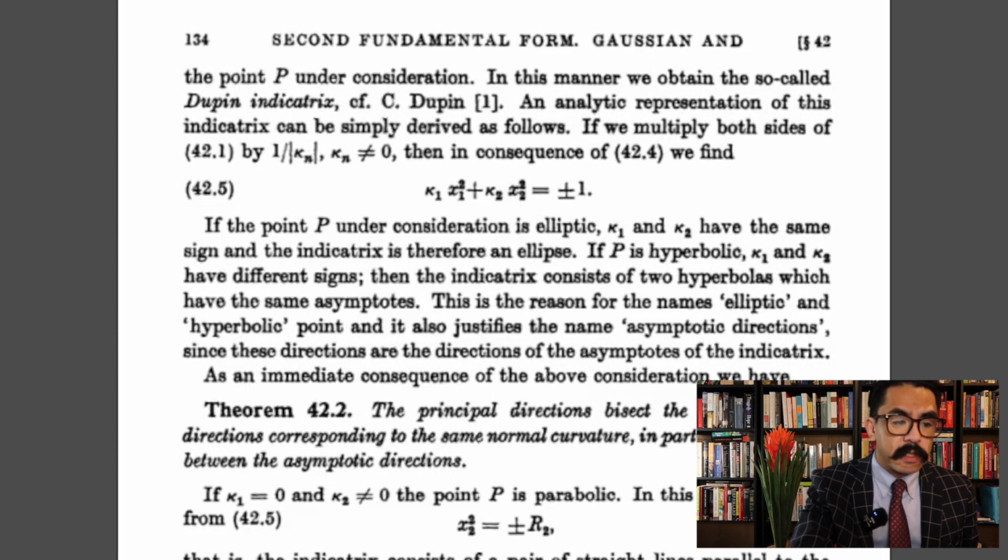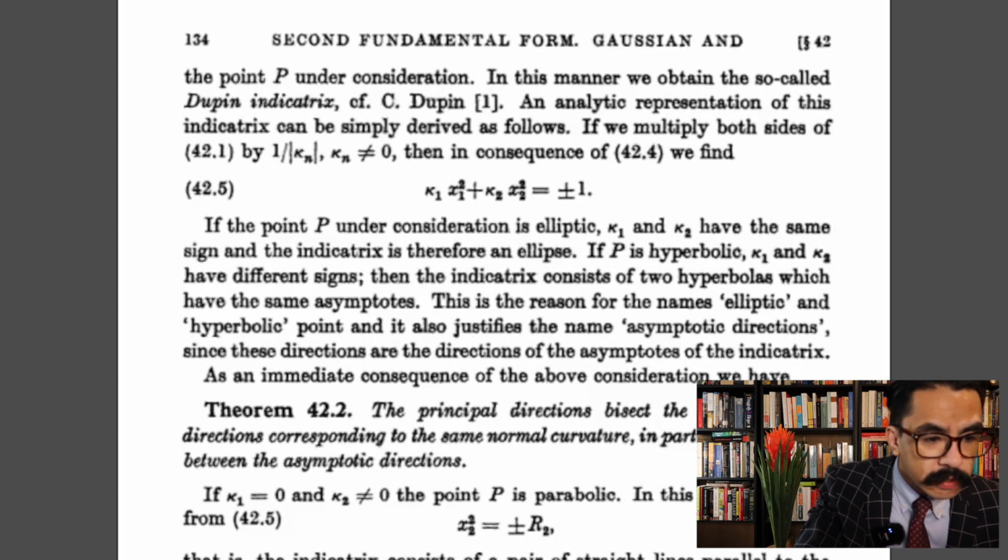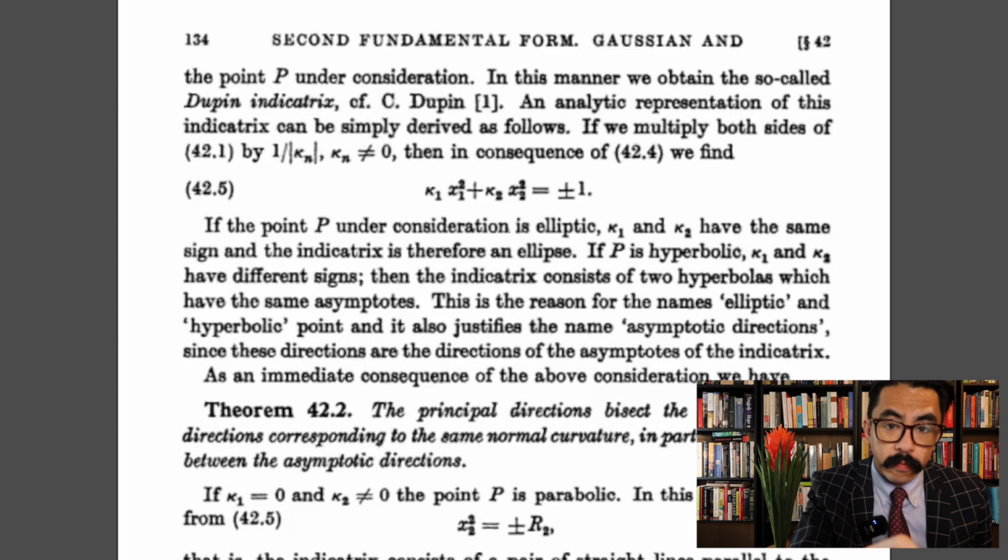An analytic representation of this indicatrix can be simply derived as follows. If we multiply both sides of κₙ from the statement of Euler's theorem by 1 over the magnitude of κₙ, where κₙ is non-zero, then, in consequence of the coordinate axes corresponding to the principal directions on the surface at P, we find that κ₁x₁² + κ₂x₂² is equal to ±1. If the point P under consideration is elliptic, κ₁ and κ₂ have the same sign and the indicatrix is therefore an ellipse. If P is hyperbolic, κ₁ and κ₂ have different signs. Then the indicatrix consists of two hyperbolas which have the same asymptotes. This is the reason for the names elliptic and hyperbolic point, and it also justifies the name asymptotic directions, since these directions are the directions of the asymptotes of the indicatrix.